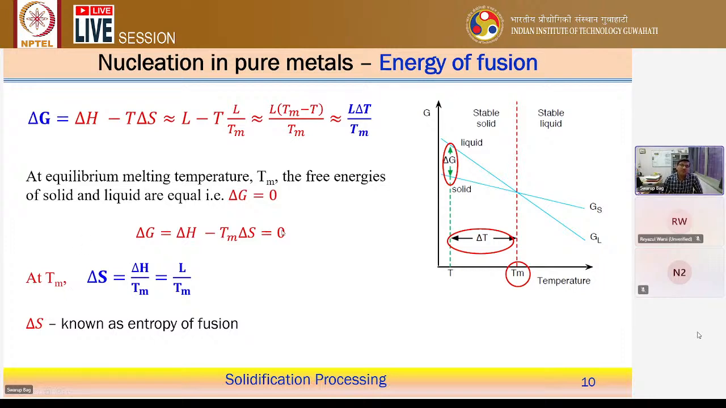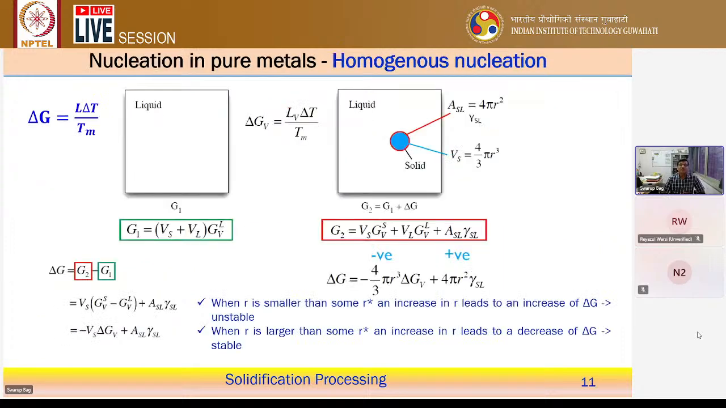So here we can calculate delta S equal to delta H by Tm. So delta H is basically equivalent to the latent heat L, so delta S is L by Tm. And here delta S is known as the entropy of fusion. So with this simple calculation, you can find out the entropy of fusion is simply, at melting point temperature, L by Tm. And we can easily calculate the driving force or free energy change required at a temperature close to the melting point temperature.